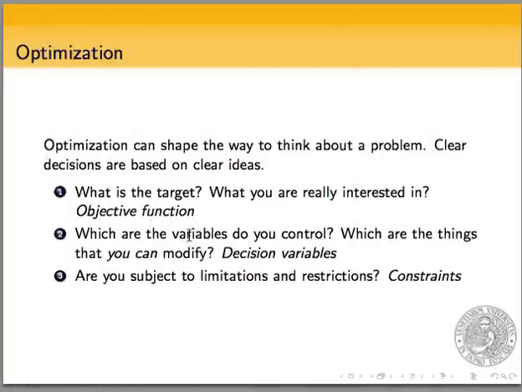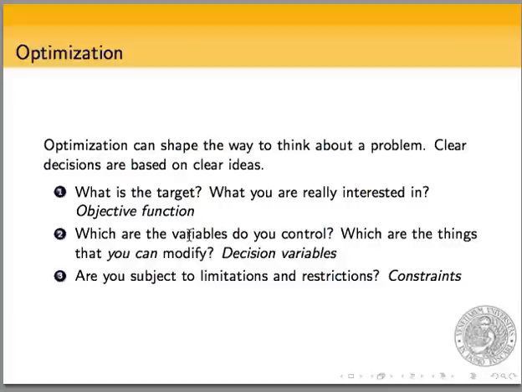So let me start with some basic ideas about optimization, which I think can be a useful framework to understand problems. So optimization can really shape the way you think about a problem, and very often you take poor decisions because the problem is poorly understood. And indeed, clear decisions are based on clear ideas, and I have three main suggestions.